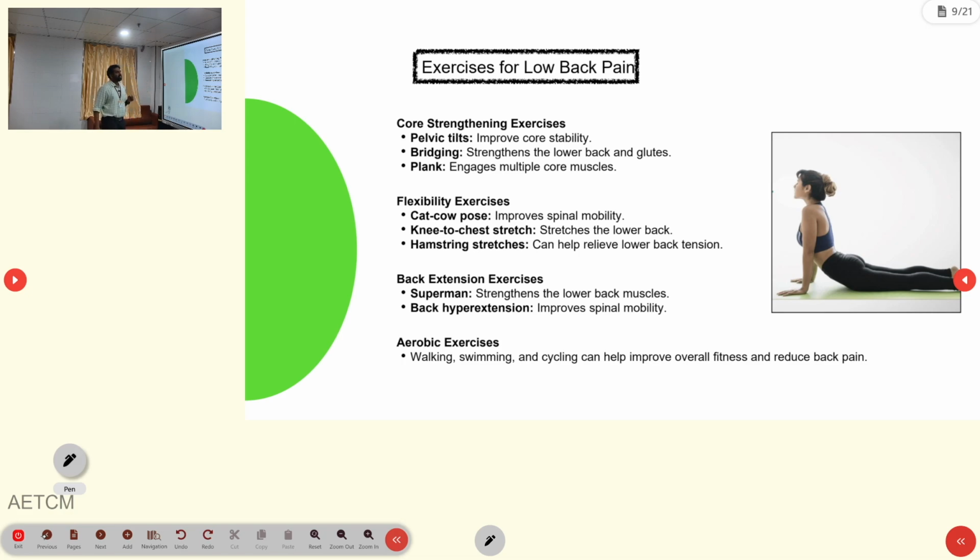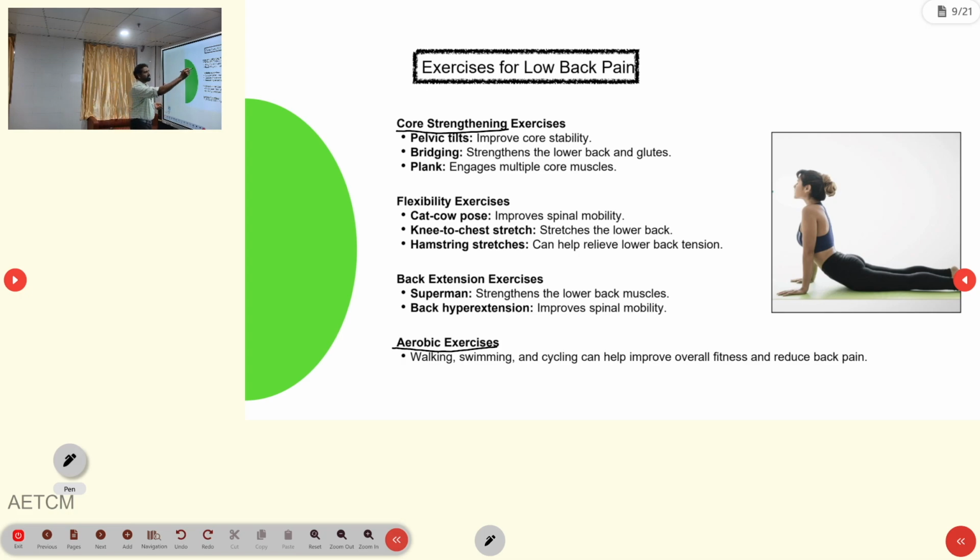Now coming to exercises. So these are general guidelines for exercise for low back ache. The exercises can be classified into flexibility exercises, strengthening exercises, balance exercises, and endurance exercises. So basically flexibility exercises are stretching of the muscles, and for strengthening exercises in case of low back ache, we concentrate on the core muscles, which are the muscles of the abdomen as well as the back. And aerobic exercise is for improving the endurance of the patient.